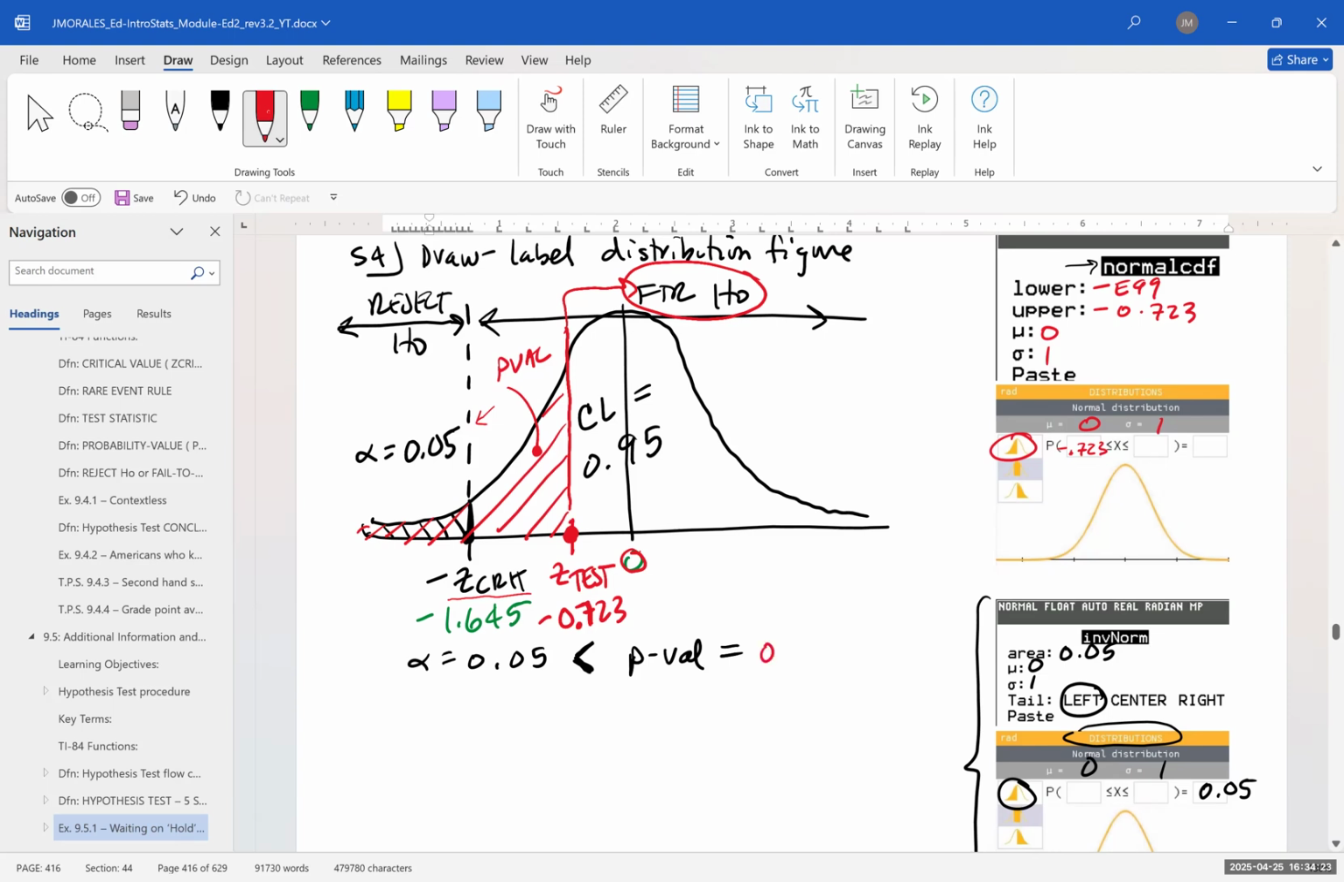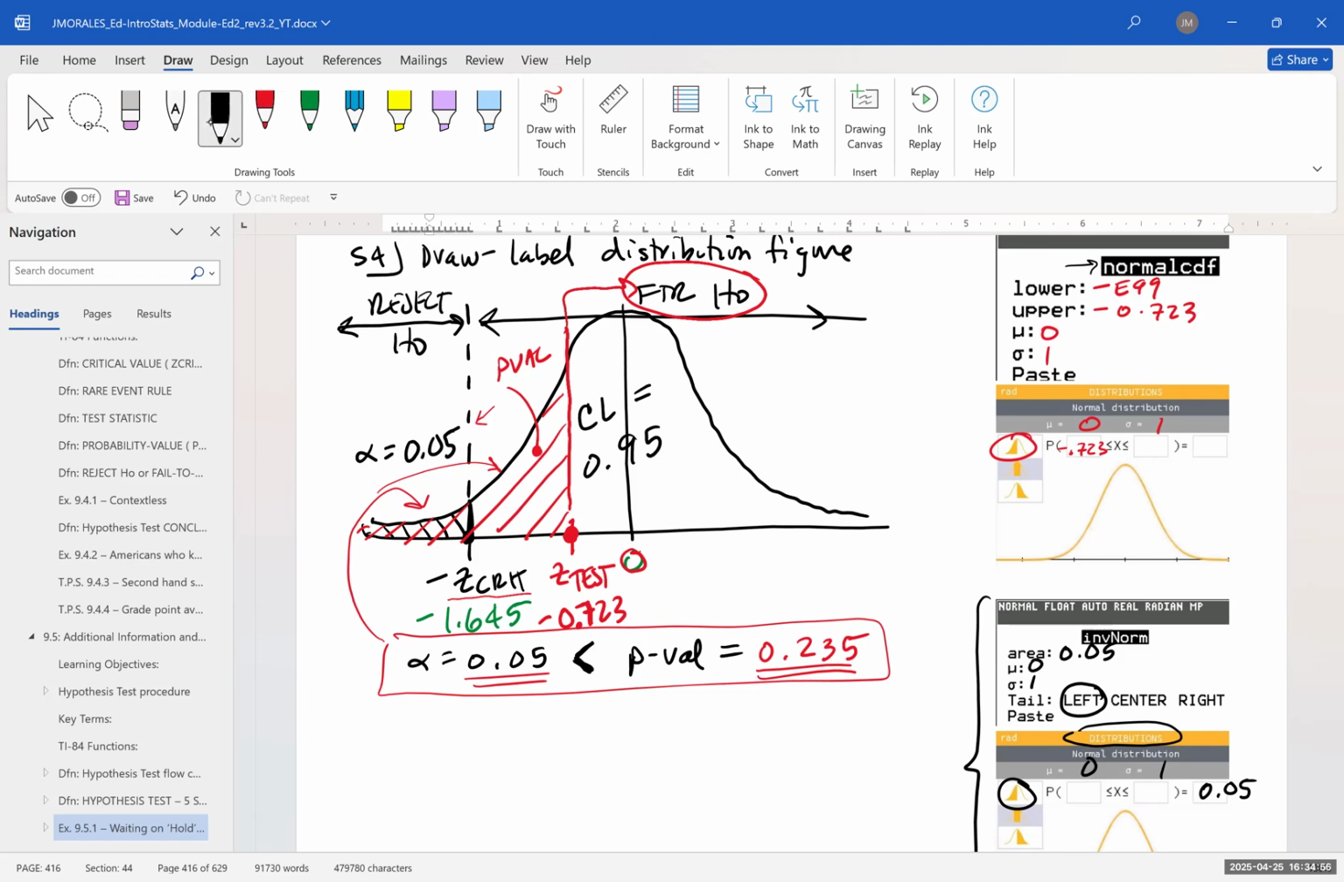So 0.235. And you can see this area of 0.235 is greater than this area of 0.05. And this relationship we can actually visually see here and here. Right? We can see the p-value area is much larger, like 4 times larger. All right, so both of these are telling us that we're going to fail to reject.